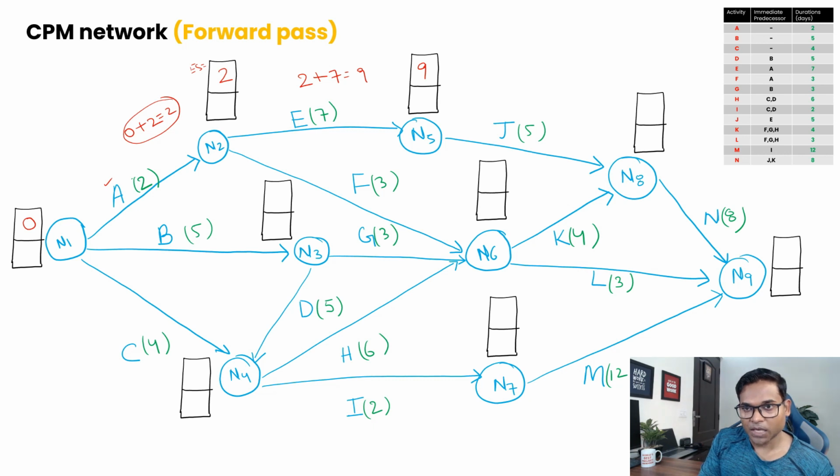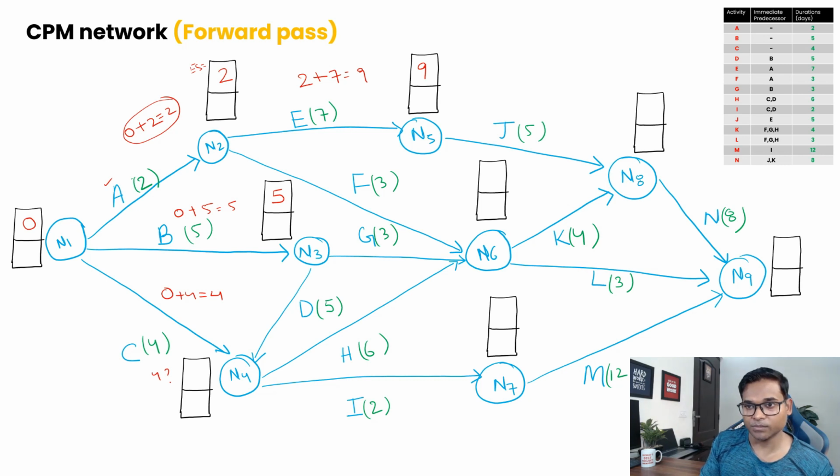Now if you follow this path for activity B, you see the early start for node 1 is 0. For node N3, the early start will be nothing but 0 plus 5, where 5 is the duration for activity B. So this becomes 5, which means your early start is 5. Now let's complete node N4 also. Similarly for C, the start is 0, and the duration for activity C is 4. So 0 plus 4 is 4. It means here it should be 4.